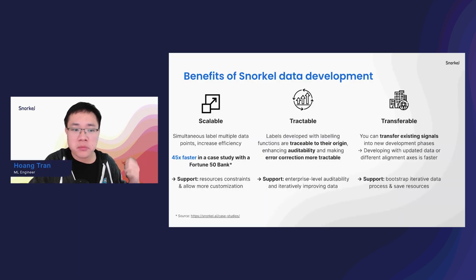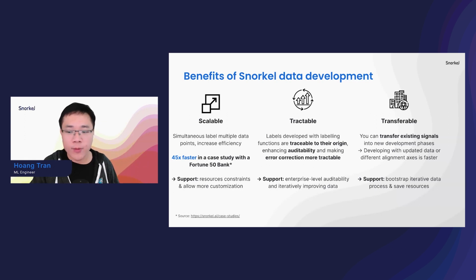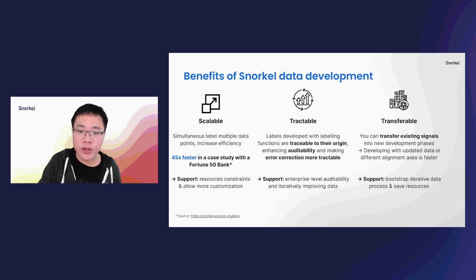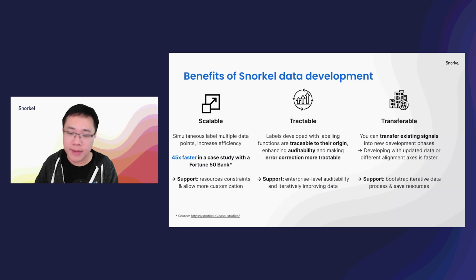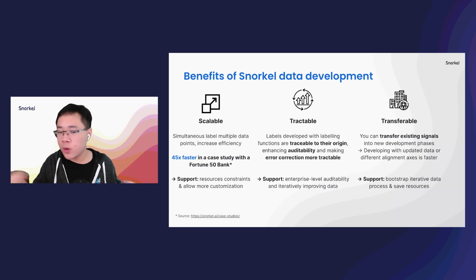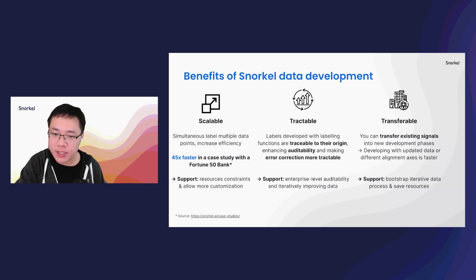Some other benefits are scalability. Because you label at scale, it's faster and more efficient, 45 times faster in a case study with a bank. It's more tractable because we're using labeling functions, so you can trace back to the origin, making it more auditable and error correction much easier. And it's also transferable. When you start with updated data on a new alignment axis, you don't start from scratch. You start from the existing signals you have because the functions are transferable. You can easily transfer those signals into a new development process. So these help with resources, customization, enterprise readiness, and the iterative process you need.